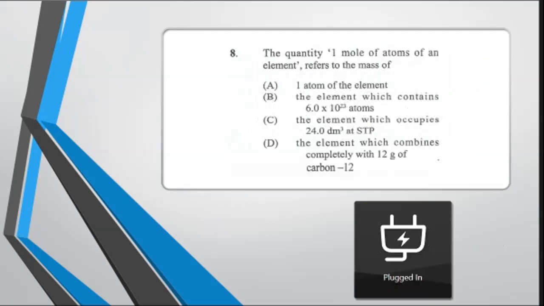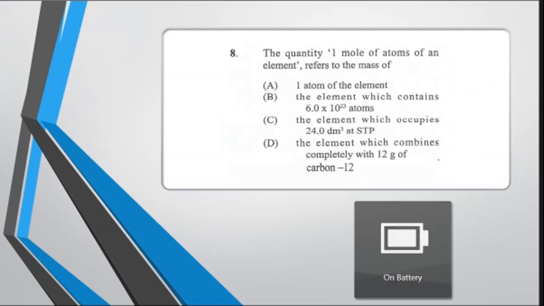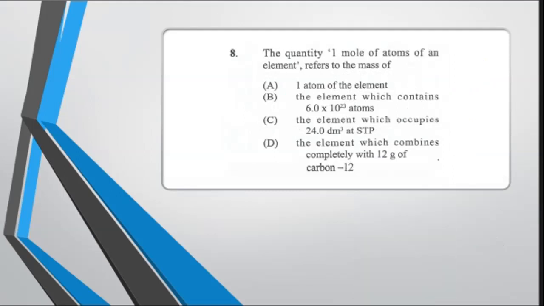All right, question 8. Now, question 8 is testing your ability to remember the definition of a mole. They take a portion of it and put it into the question to see if you know what that is. So the quantity 1 mole of atoms of an element refers to the mass of, and they have, one atom of the element. Now this is correct, but it needs more information. This is too vague. Even though it is partially correct, it's too vague.